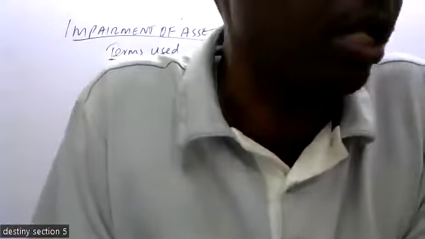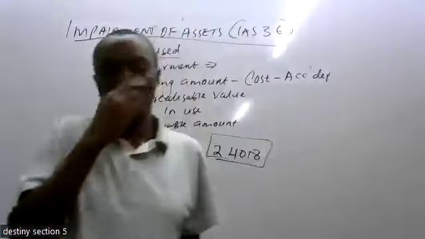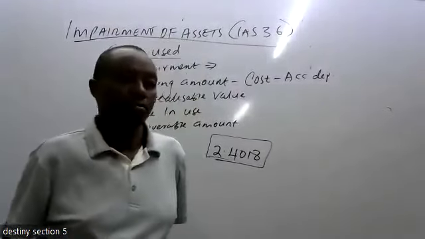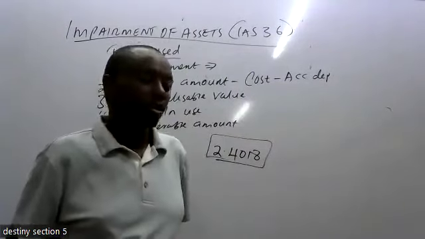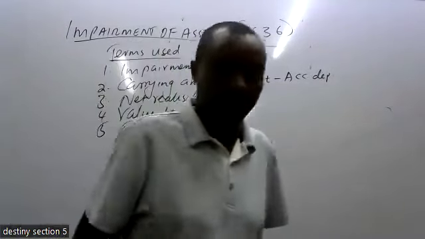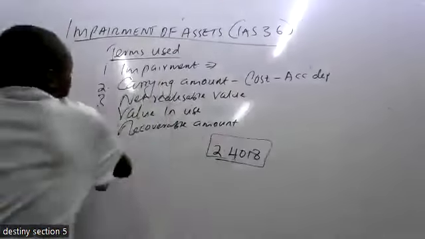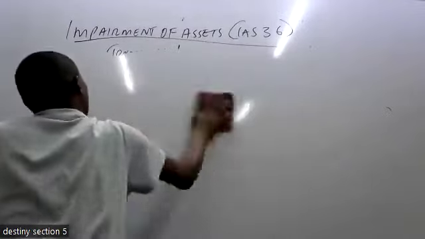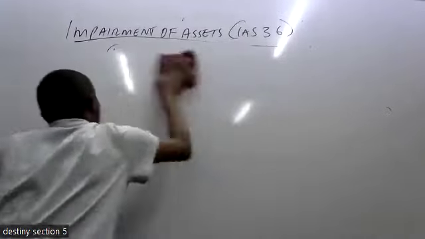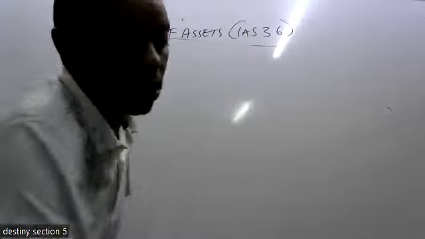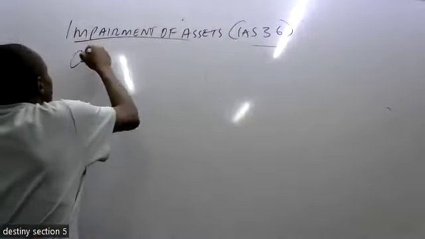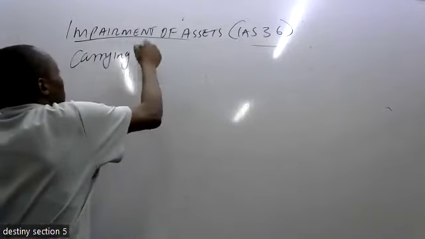Impairment loss, if any, on the equipment. Solution. Carrying amount, how much is it? You know impairment loss is carrying amount minus recoverable amount. So carrying amount, we have no issue with it.